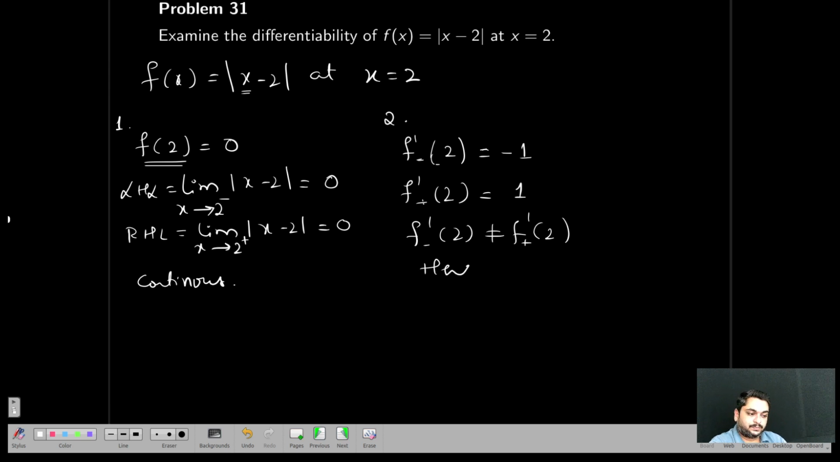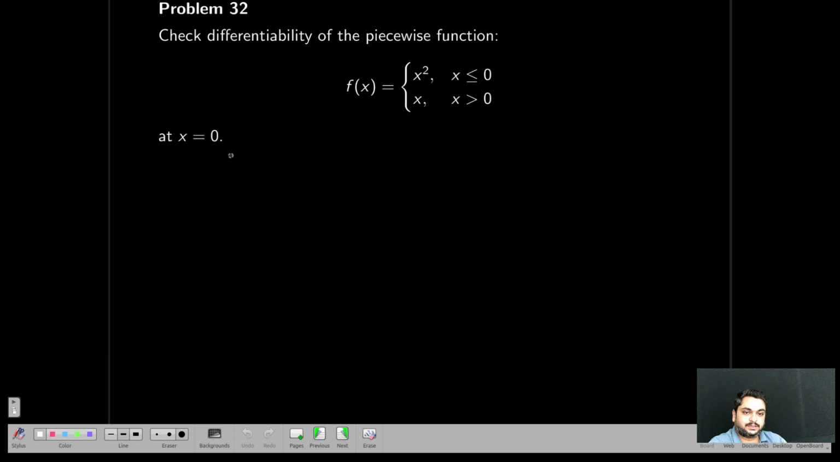Hence, not differentiable. Why? Because even though it is continuous, it is not differentiable because the left hand derivative and right hand derivative are different. Next, check differentiability of the piecewise function at x equal to 0.